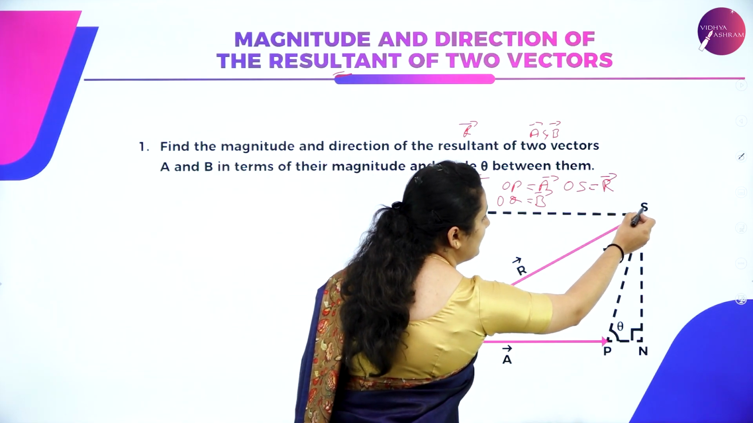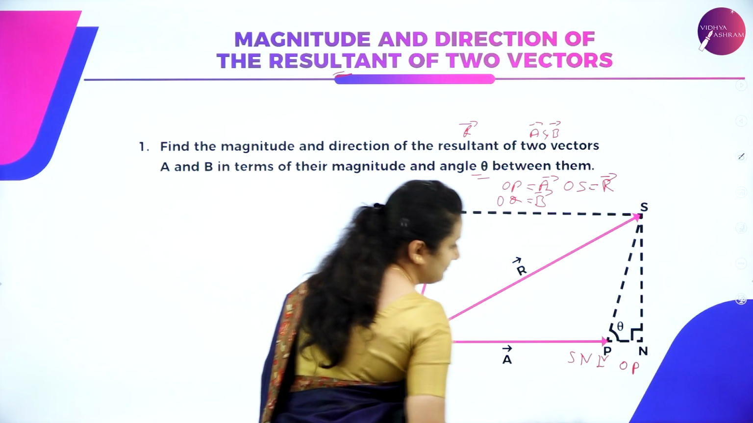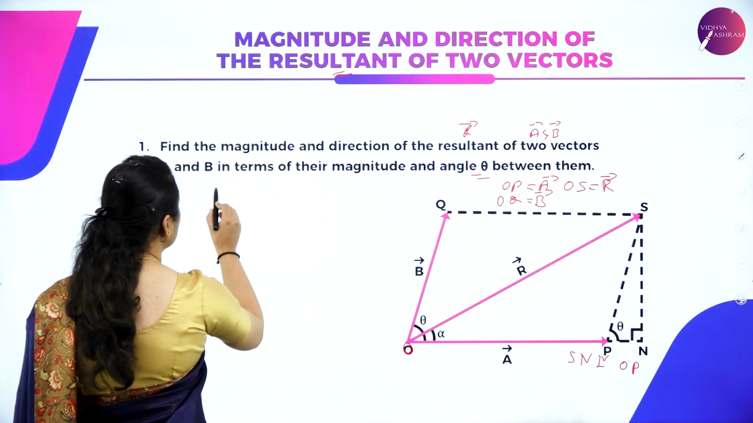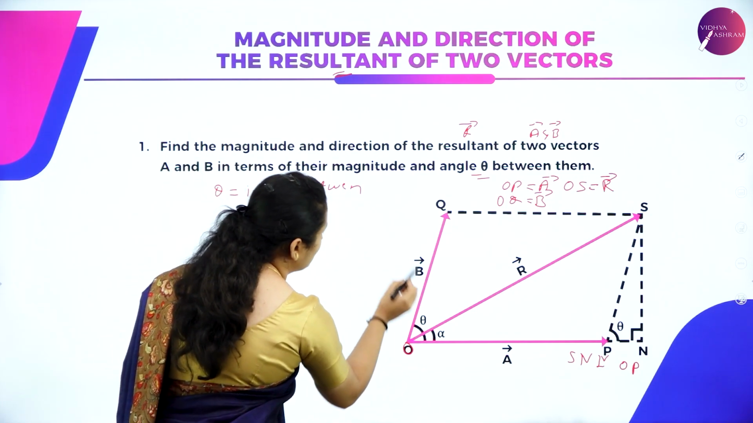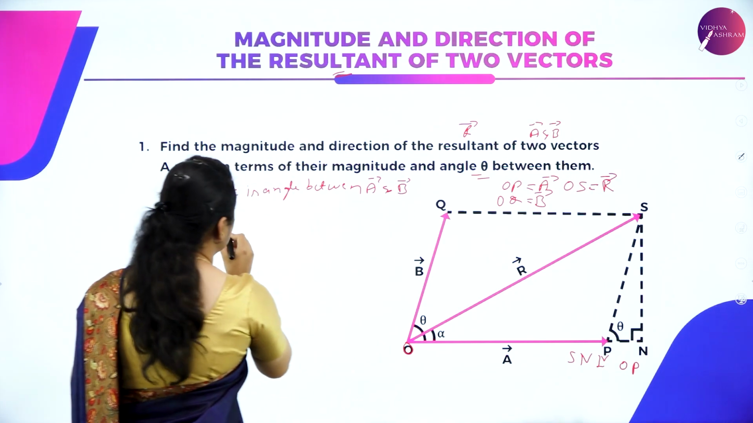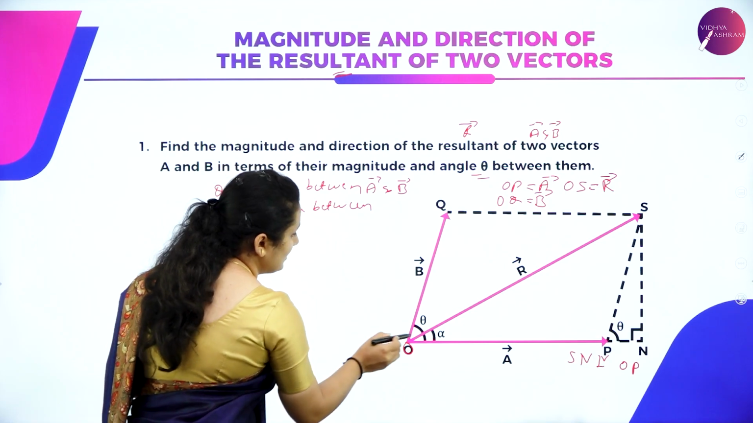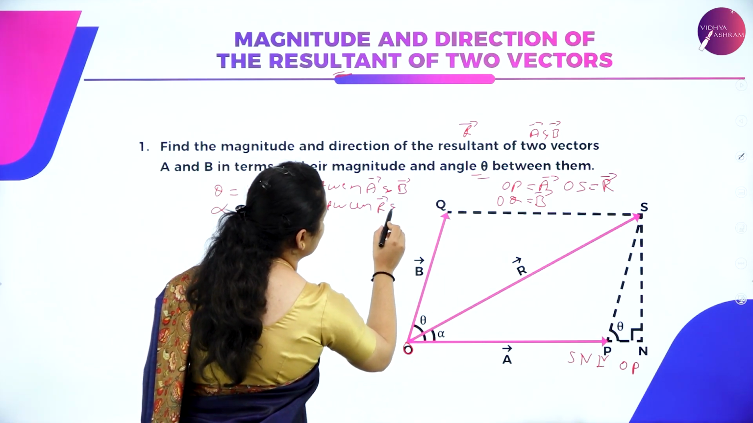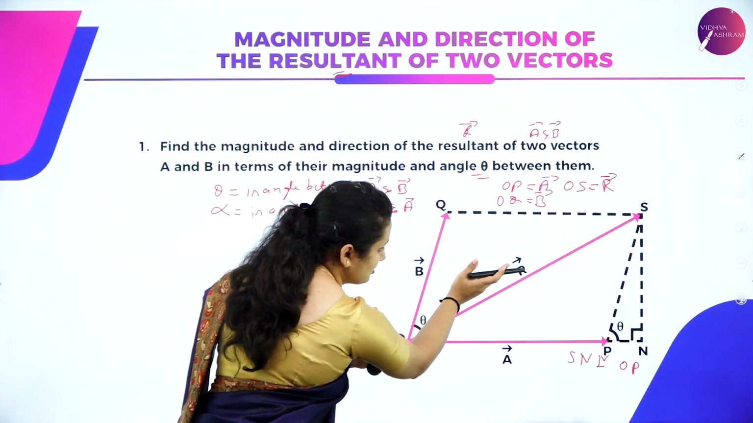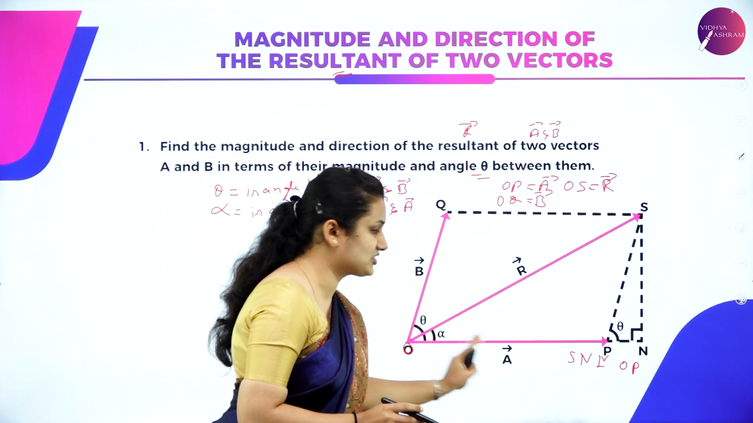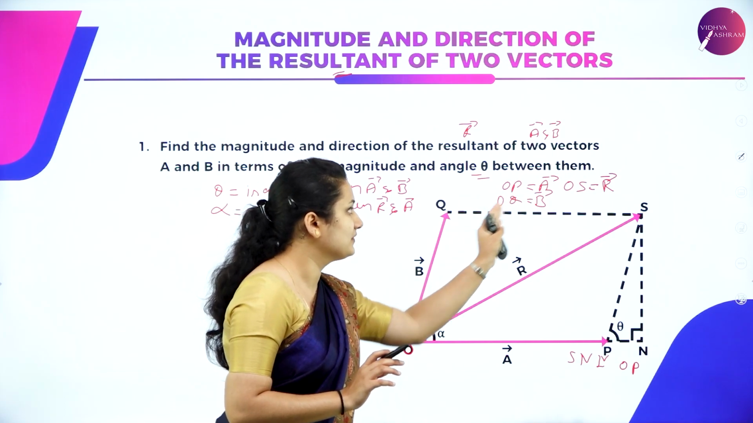Now, I will draw a perpendicular SN to line segment OP. Theta is the angle between vector A and B. Then alpha is the angle between vector R and A. Theta is making an angle between vector B and vector A. Alpha is making an angle between the direction of vector R and the direction of vector A. So, this is the consideration that I take for deriving the expression for magnitude and direction of two vectors. I hope the diagram and the representations are clear.